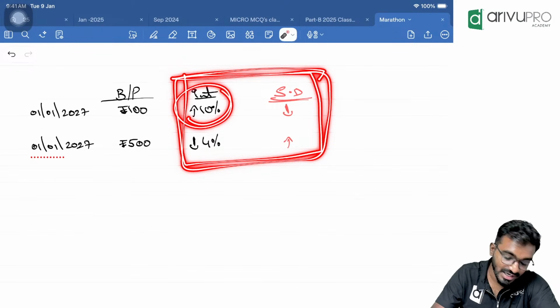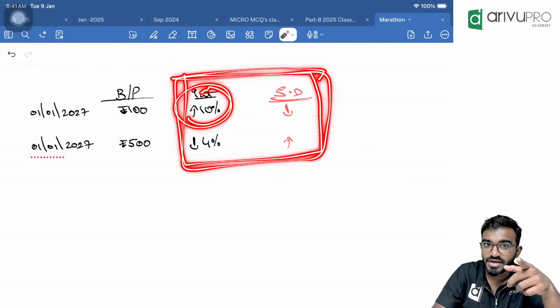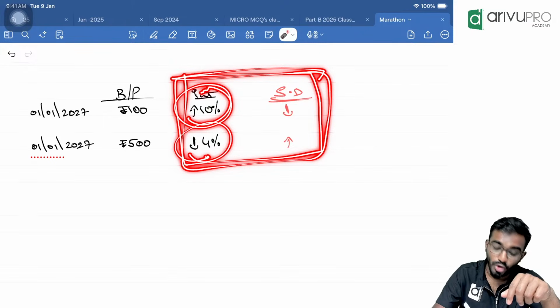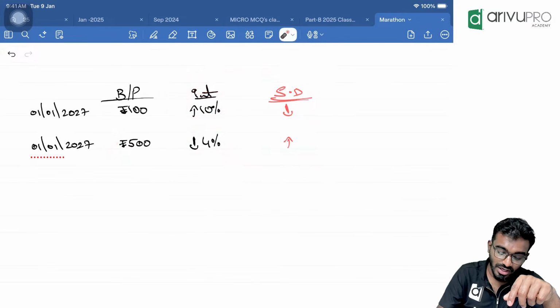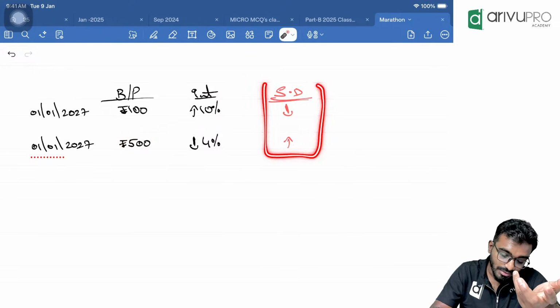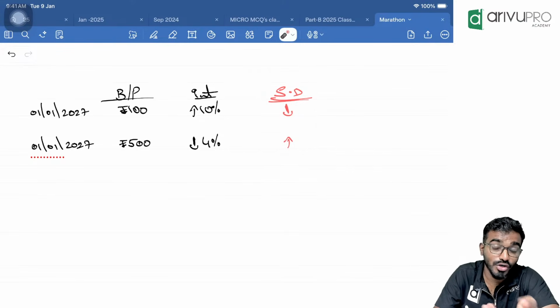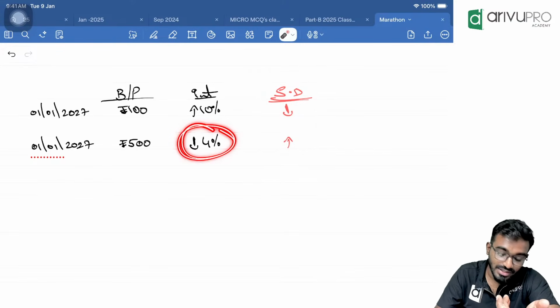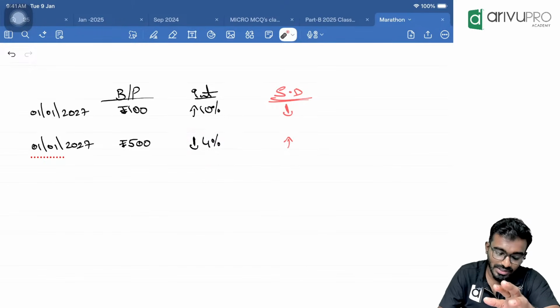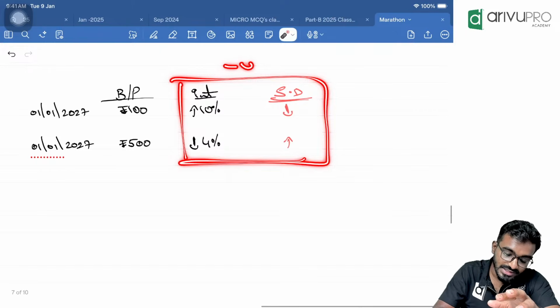When interest rates are high, you will not keep cash in hand, you will convert that into bond. Same way, when interest rates are low, bond prices will be high. So you will convert that back into speculative demand in your hand. So will you keep money in hand or not? That is what speculative demand for money is. When will you keep money in hand? When interest rate is low. When will you not keep money in hand? When interest rate is high. So interest rate and speculative demand for money is negatively related.